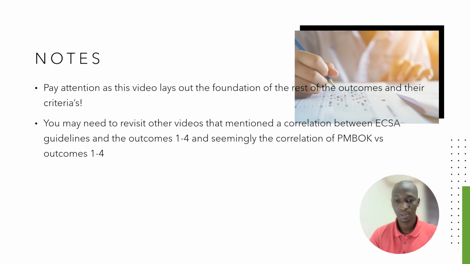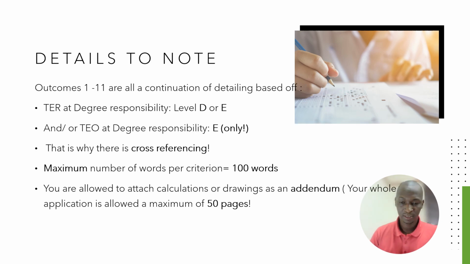Number 2, I'm asking you to revisit other videos where I was mentioning the correlation between ECSA guidelines and outcomes 1 to 4, and similarly the correlation between project management and outcomes 1 to 4. Details that I would like you to note: outcomes 1 to 11 are all a continuation of detailing which is based off the TER or the TEO.